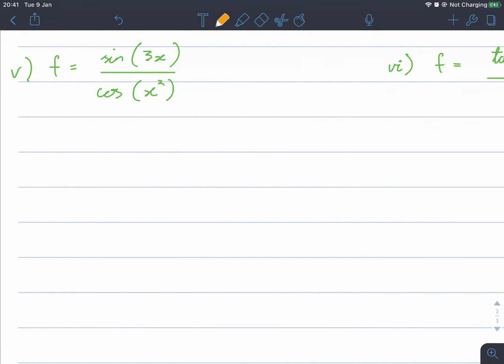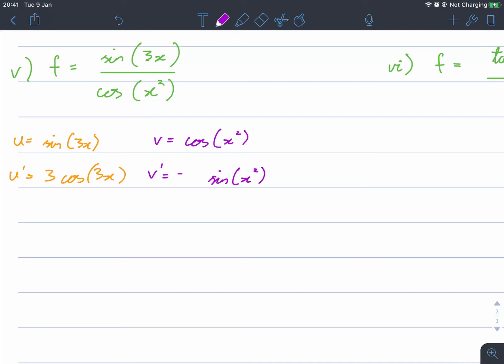Let's let u be equal to sine of 3x, u prime equals cosine of 3x times the derivative of the inside, which is 3. I'm going to pick up the pace a little bit here, so you can pause it at any time to give it a go yourself. V is cosine of x squared. V prime is negative sine x squared times the derivative of the inside, which is 2x.